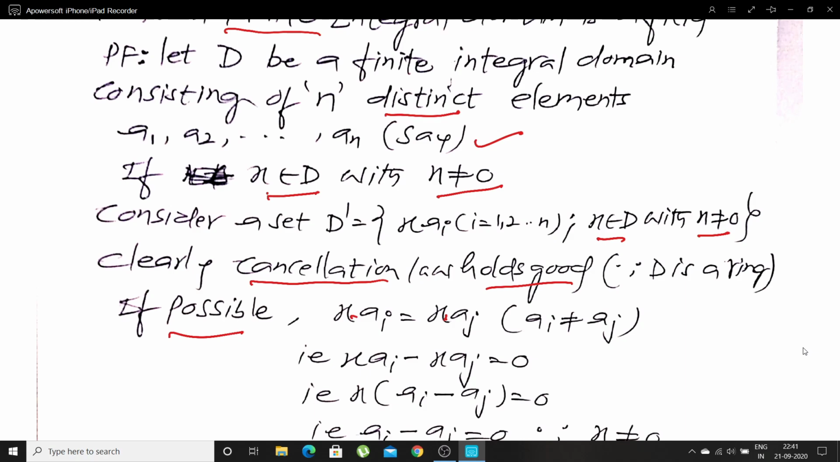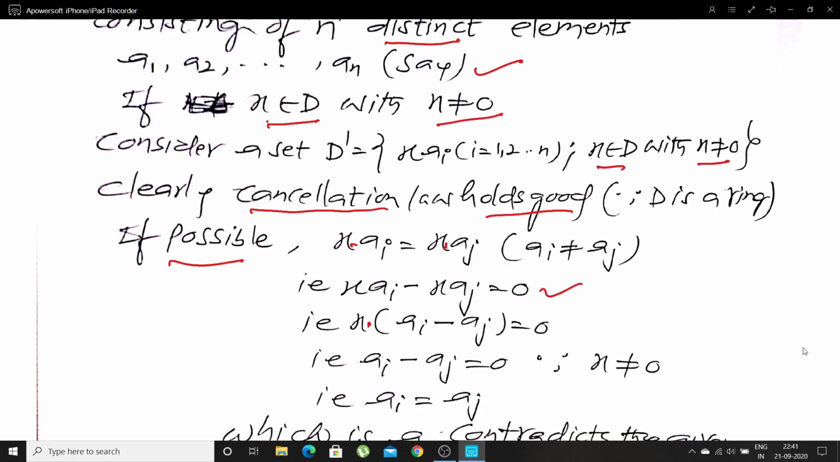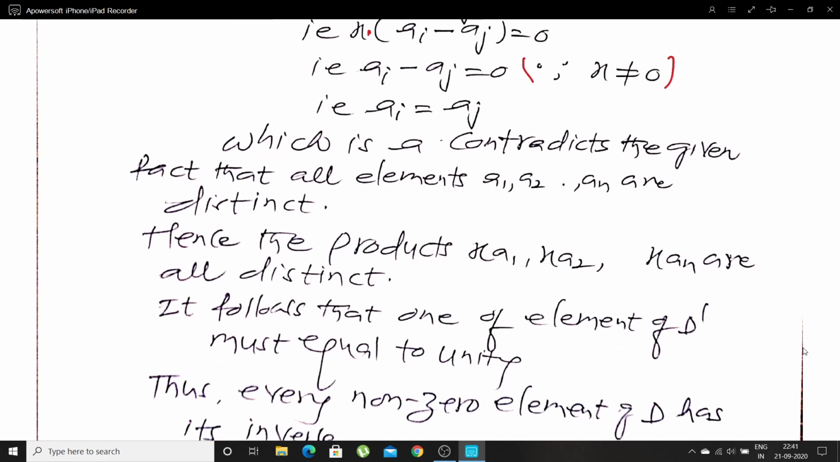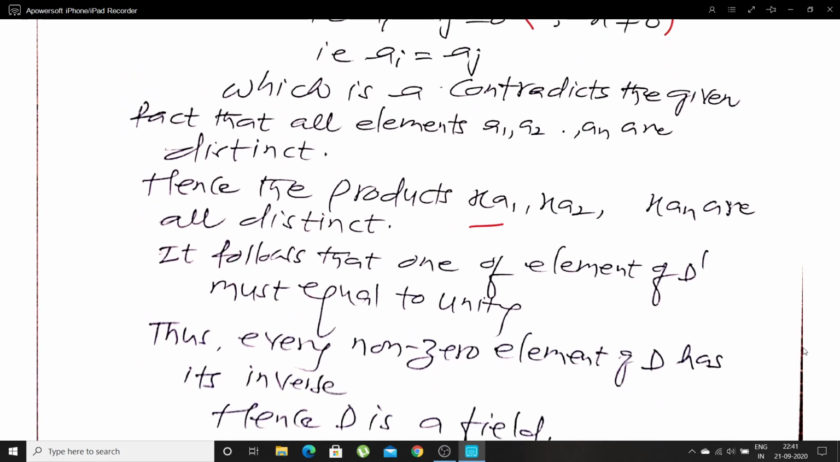Taking this element to the left hand side, we write it like this. Again, taking x common, x dot (ai minus aj) equals 0. That indicates ai minus aj equals 0 because x is not equal to 0. What does it indicate? Here, if x is not equal to 0, ai equals aj, which is a contradiction because we have chosen all the elements to be distinct. Hence, the products of all the elements, xa1, xa2 up to xan, are all distinct.